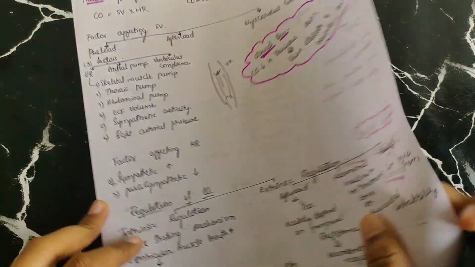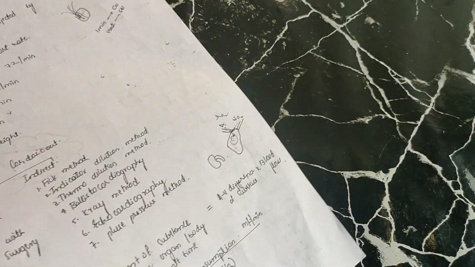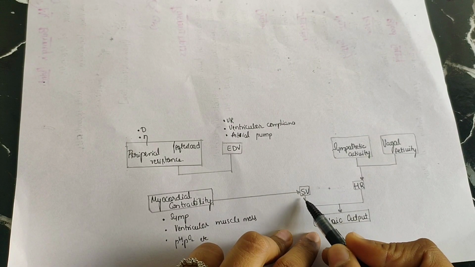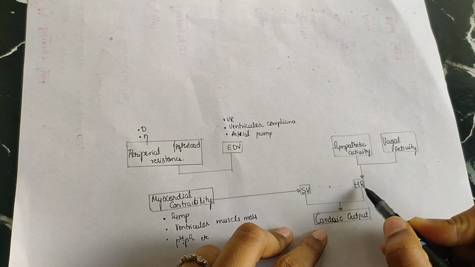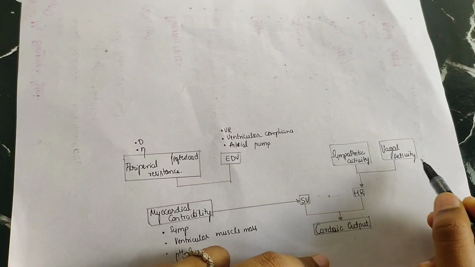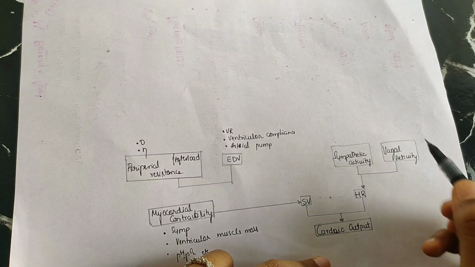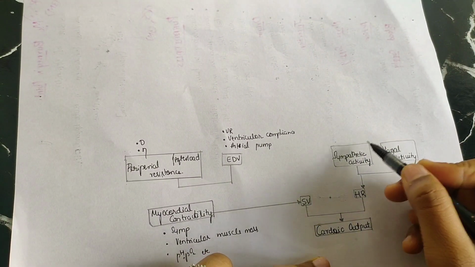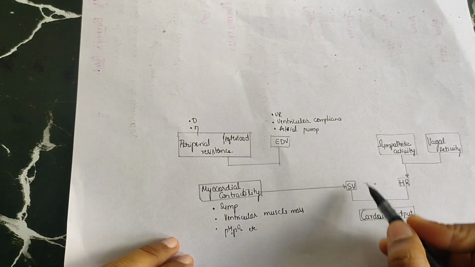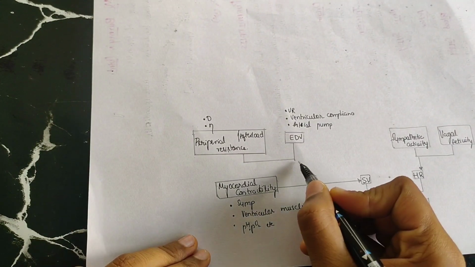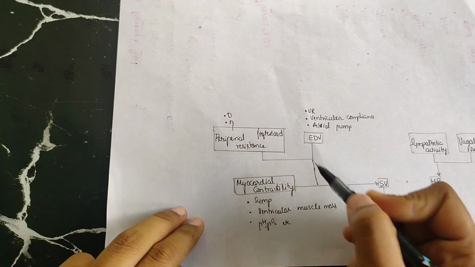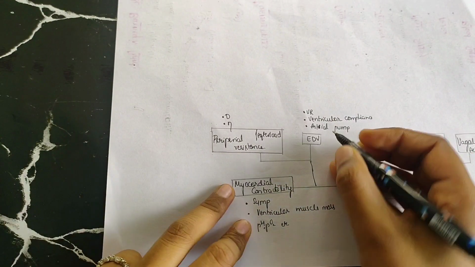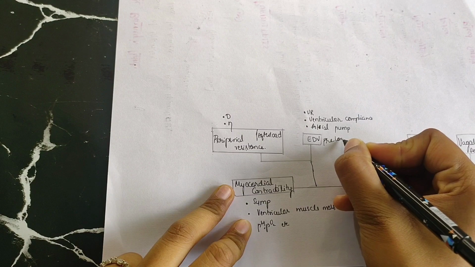The formula for cardiac output is stroke volume into heart rate, so it depends on both these factors. Again, heart rate depends on sympathetic activity or parasympathetic activity, which is vagal activity. Vagal activity decreases the heart rate, sympathetic activity increases the heart rate. And stroke volume further depends on three factors: end diastolic volume or preload, peripheral resistance or afterload, and myocardial contractility.